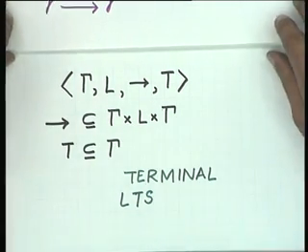And almost any kind of computational mechanism that you can think of can be represented in some kind of transition system, either just a transition system, or a terminal transition system, or a labeled transition system, or a labeled terminal transition system. And how you represent it often might depend on your viewpoint.